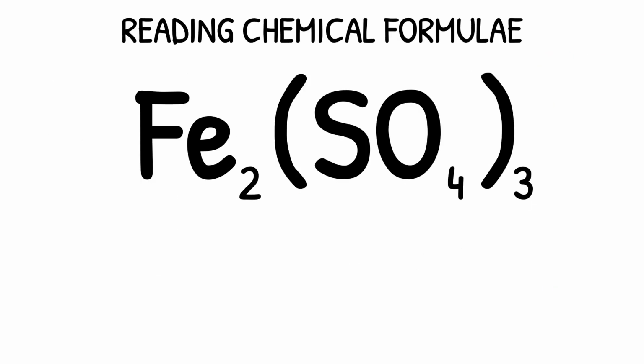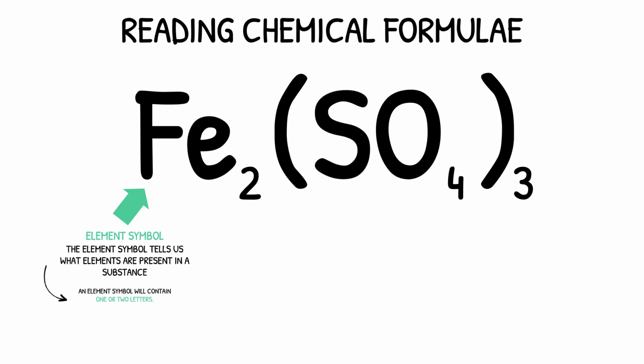A chemical formula tells you the number and types of atom that are present in a substance. Here we have the chemical formula for iron 3 sulfate. The element symbols in the formula tell us what elements are present in the substance. Element symbols will contain one or two letters, where the first is always capitalized. These smaller numbers are known as the subscript numbers.